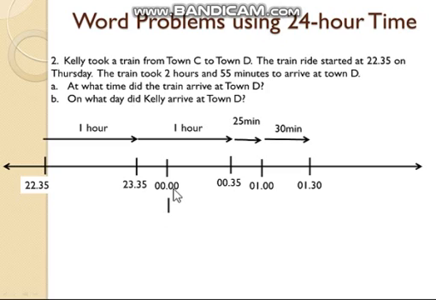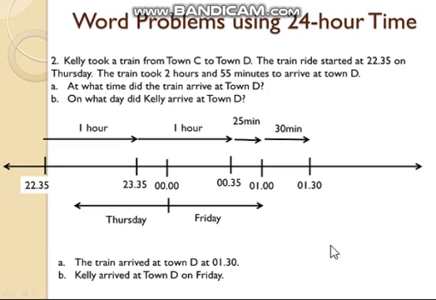Please remember the 00 here is the time of midnight. Before that time it was Thursday, and after that it is Friday. So after we draw this, we have the answer for the problem. The train arrived at town D at about 1:30, and Kelly arrived at town D on Friday. So that's how we solve the word problems.